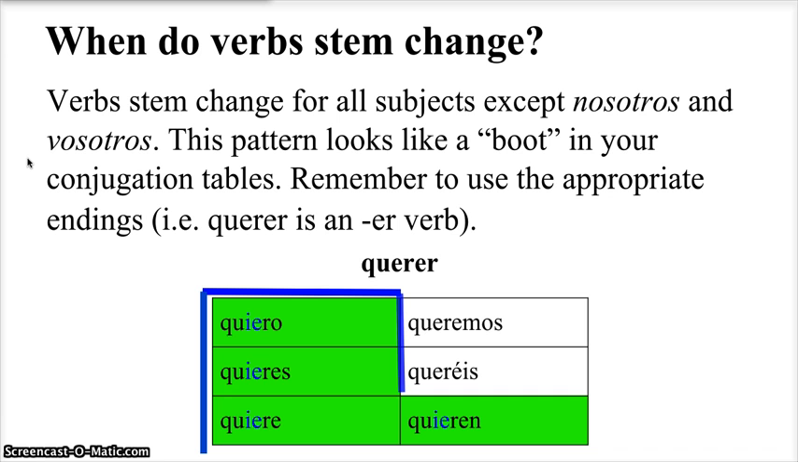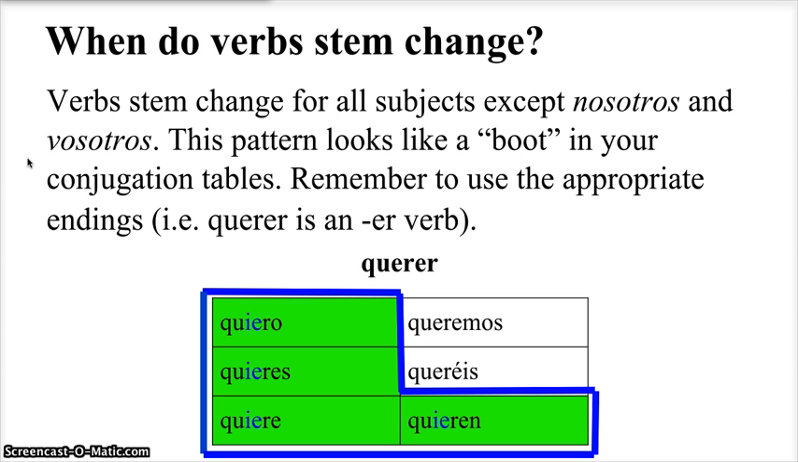So inside of the boot, we see the stem change in blue letters. Quiero, quieres, quiere, and quieren. Outside of the boot, there is no stem change for nosotros and vosotros, and we are left with queremos and queréis.